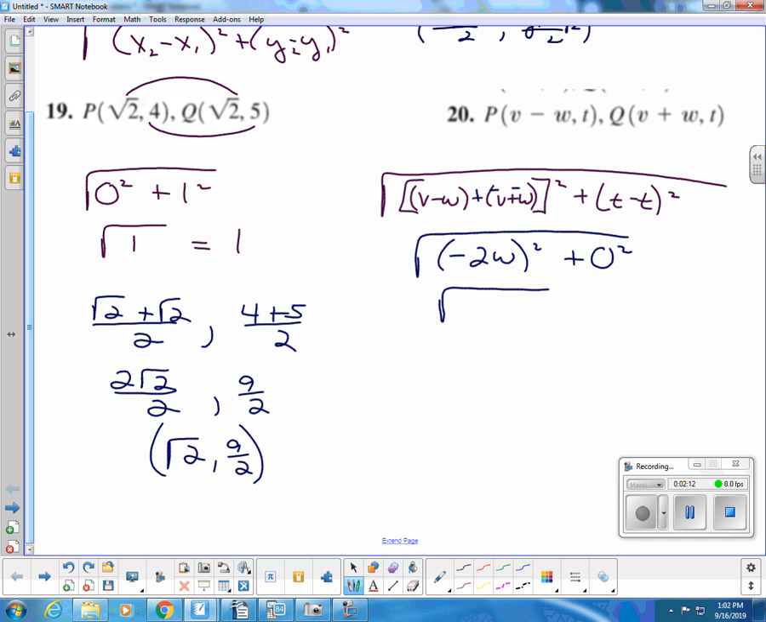What does negative 2w squared go to? 4w squared. Do you understand why I do not want you to say, oh, the square root of the square cancels that and leaves you with negative 2w? Because you can't have a negative distance, can you? No. So at this point, when you take the square root, you get a positive 2w. Okay? Not have a negative distance.